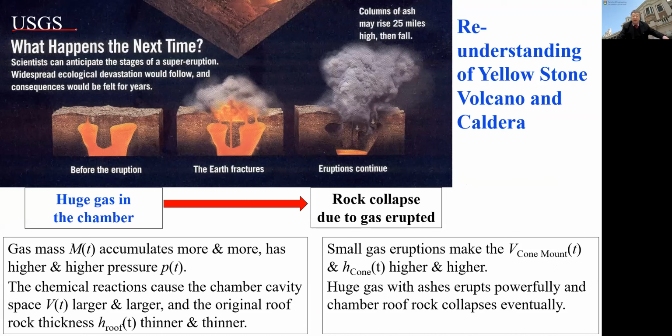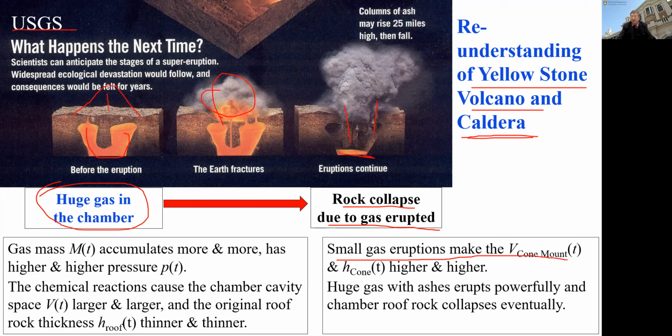Okay, so that's the USGS cartoon from the year 2010 of Yellowstone volcano and caldera. So that's the magma here in the cartoon, but the magma erupts, gas comes out, the magma finishes and the collapse happens here. So there should be gas in the chamber or cavity, forming the huge mountain here. So the mountain collapsed, forming the current situation of the caldera. So the rock collapse, the mountain collapse, is due to gas eruption. So that's important. The small gas eruptions make the cone mountain higher and higher in volume and height.